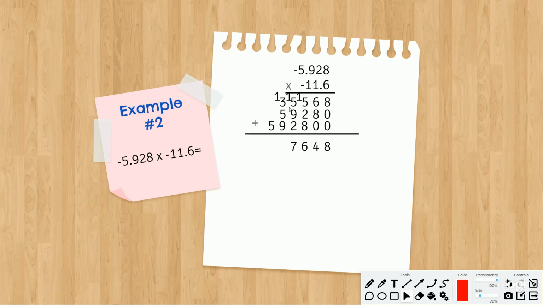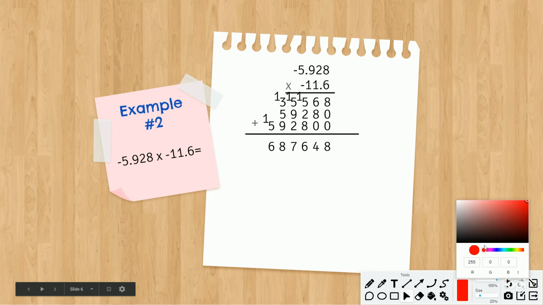And then I have 1 plus 3 plus 5 plus 9. Again, 1 plus 9 is 10, plus 5 is 15, plus 3 is 18. So the 8 goes down here, and I carry the 1 up here. And then I have 1 plus 5, which gives me 6. So I'm not done yet. I still need to figure out where my decimal point goes. And this one I have a lot more place values in it.